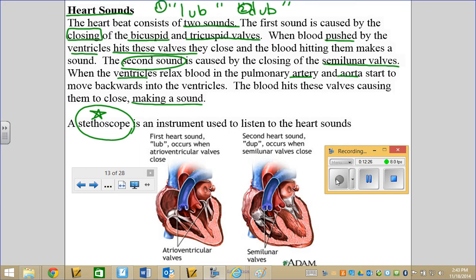So your heart sounds are caused by blood hitting a valve and the valve closing. Now you have several illustrations of your heart that I've handed out to you or that are in your textbook. And so I'm just showing a couple of pictures down here just so you can visualize where those valves are. The first heart sound happens when blood hits the valves between your atria and your ventricles. So that's this spot and this spot.